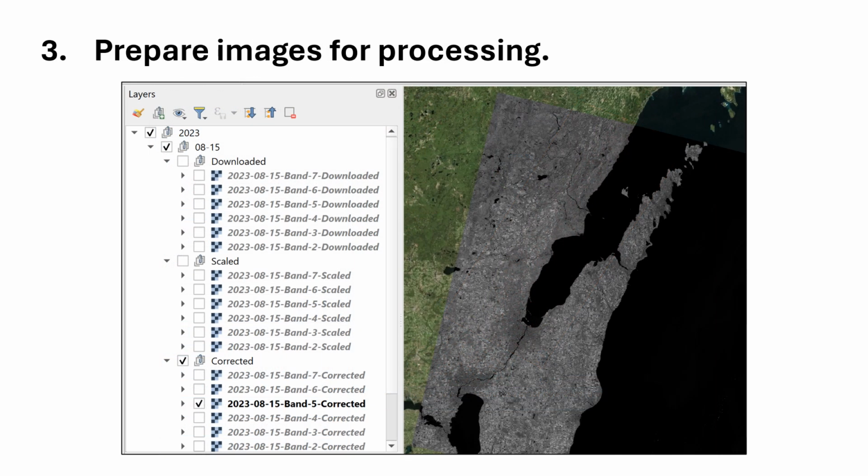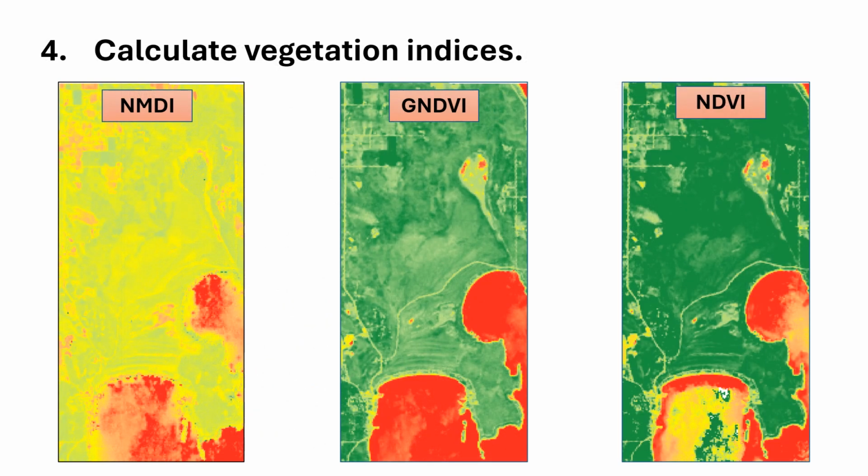Then we load the downloaded images into QGIS and then scale and correct the images for processing by the next tutorial. In the fourth tutorial, we calculate 3 vegetation indices that provide information about the condition of vegetation covered by our satellite images.